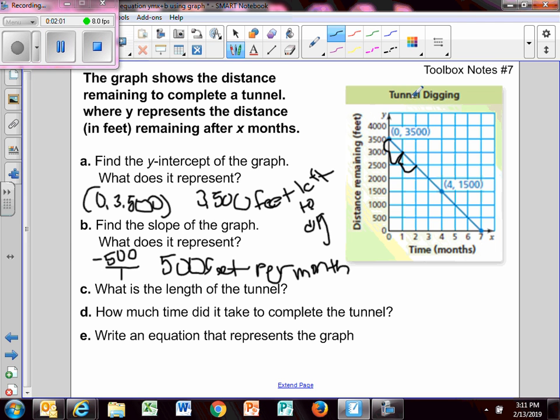What is the length of the tunnel? Well, if you look up here, we're at 3,500 feet. How much time did it take to complete the tunnel? Well, look at where you ended up. This is where y would have to equal 0. So when y equals 0, you have 7 months.